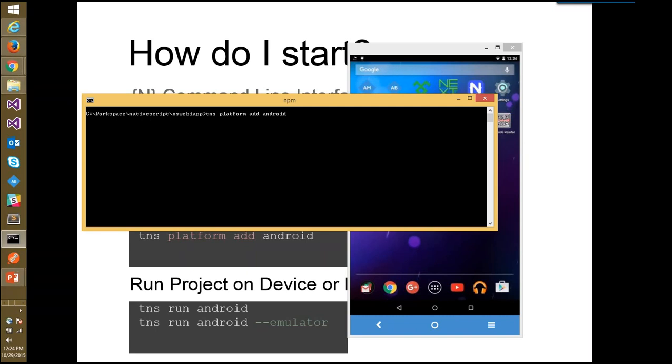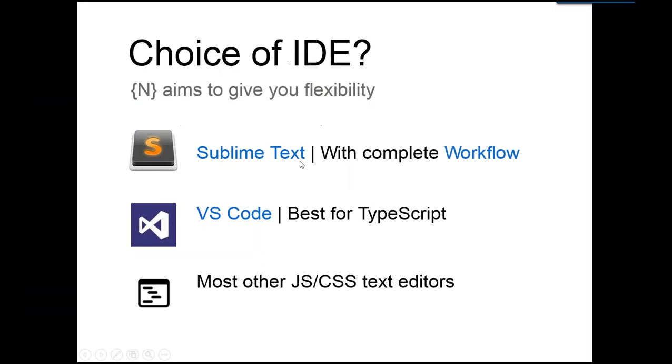Now, I was expecting somebody to post a question saying, hey, this is fine, but how do I code, or what do I use for coding? So remember what I said, NativeScript is all about JavaScript, XML, CSS, all textual based, right? There's nothing special that you need. You can use any editor that you want, so you use Sublime Text or you use Visual Studio Code.